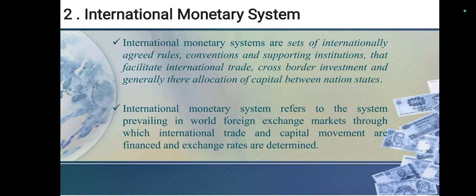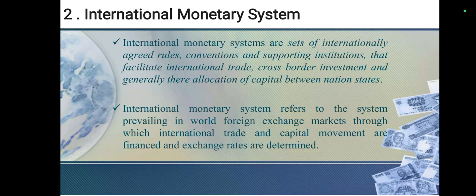Next, we have the international monetary system. The international monetary system is nothing but a set of internationally agreed rules and regulations, or we call them conventions. It is a set of rules, regulations, conventions or policies framed to do transactions. Which kind of transaction? Cross-border transactions. When you want to make an investment in some other country, there are various rules and regulations you should follow to do the transaction.